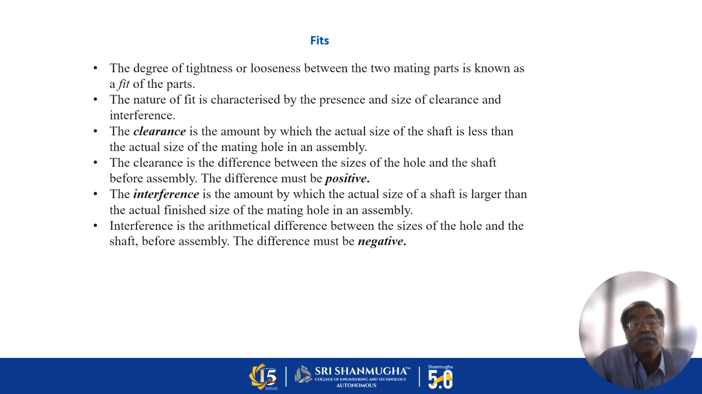The clearance is the difference between the size of the hole and the shaft before assembly. The difference must be positive. Interference is the amount by which the actual size of the shaft is larger than the actual finished size of the mating hole in the assembly. Interference is the arithmetic difference between the size of the hole and the shaft before assembly. The difference must be negative.